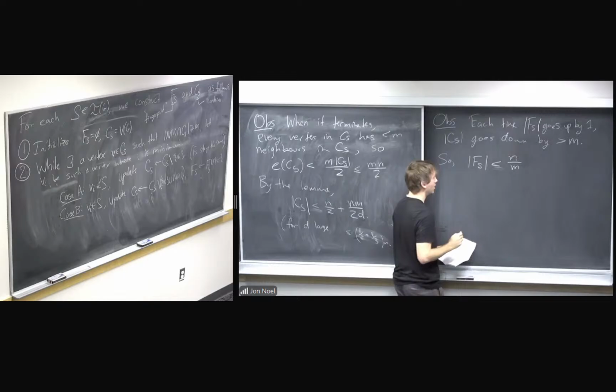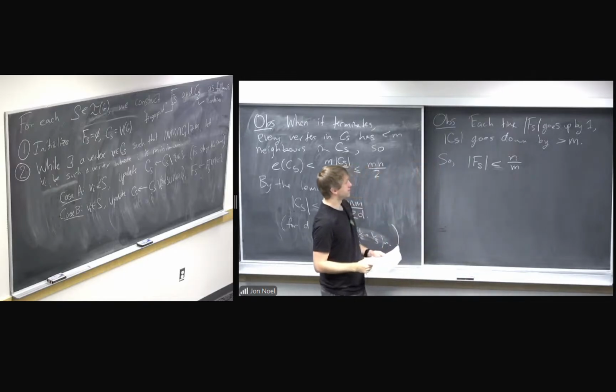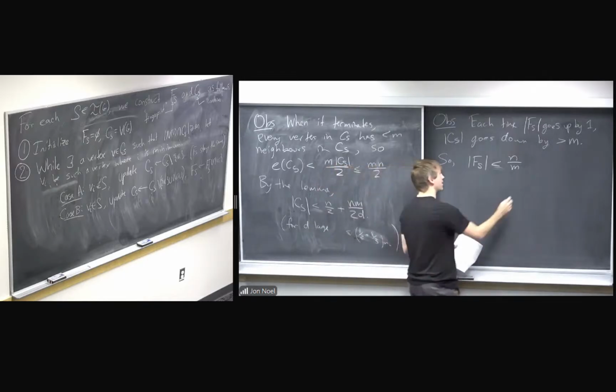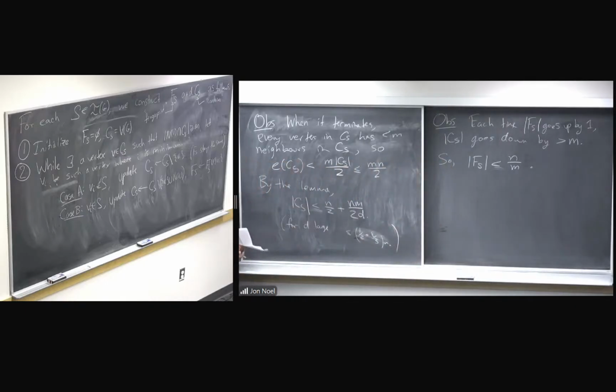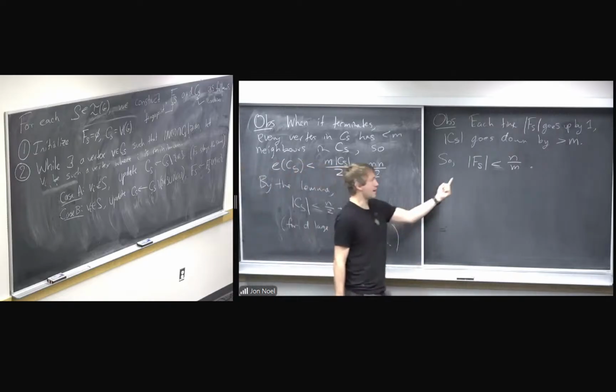So our fingerprint is less than n over m, because each time it goes up by 1, the container goes down by, let's say, m or even more. So it couldn't have gone up more than this many times.